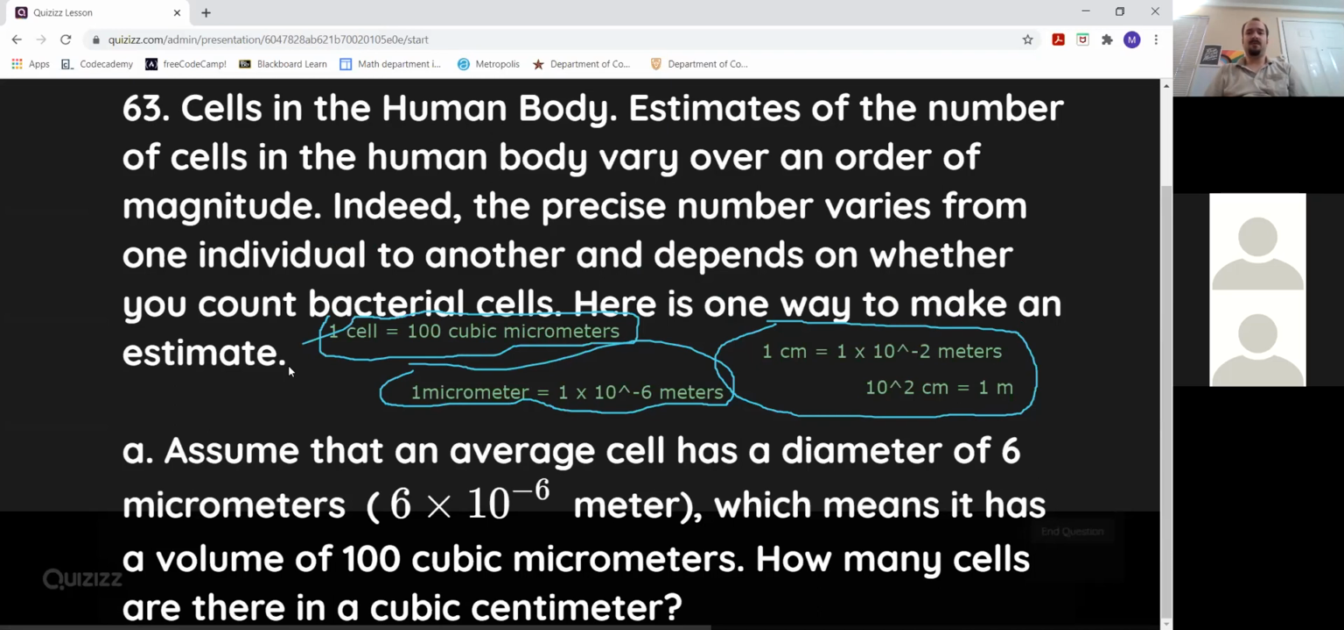And there are multiple ways to do this. Because I use meters as the sort of middle guy here, I went from cubic centimeters to cubic meters. And then I go from cubic meters to cubic micrometers. And then you should be able to go from cubic micrometers to the number of cells.